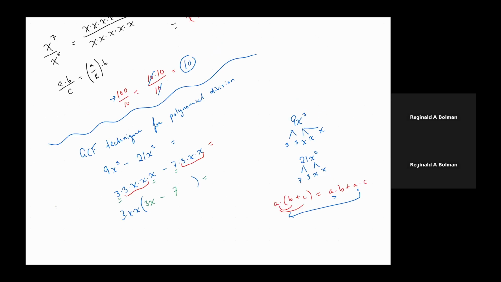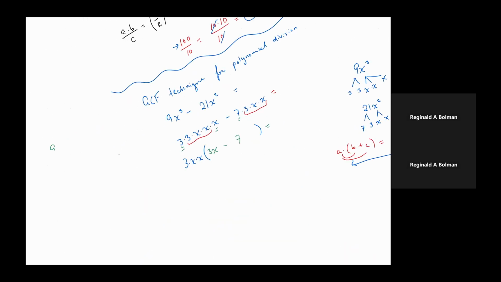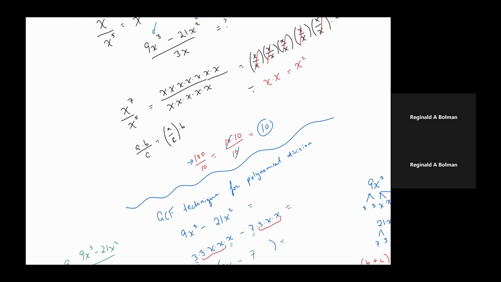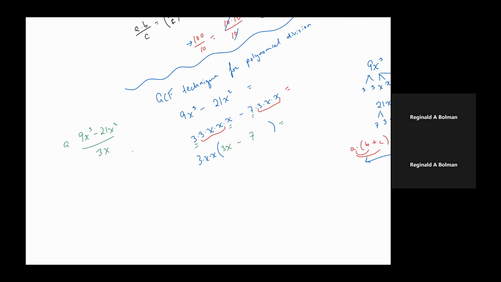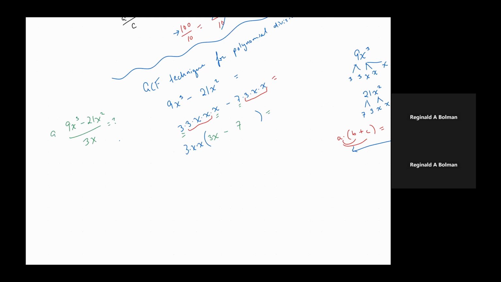And we're going to recall what we're actually trying to do in this instance, and that is calculate what 9x cubed minus 21x squared, all over, what was it, 3x, is equal to. What is this equal to? Okay, so what we've done now is attack the numerator. And what we found is that the numerator is equal to 3 times x times 3x minus 7. That's all over 3 times x.